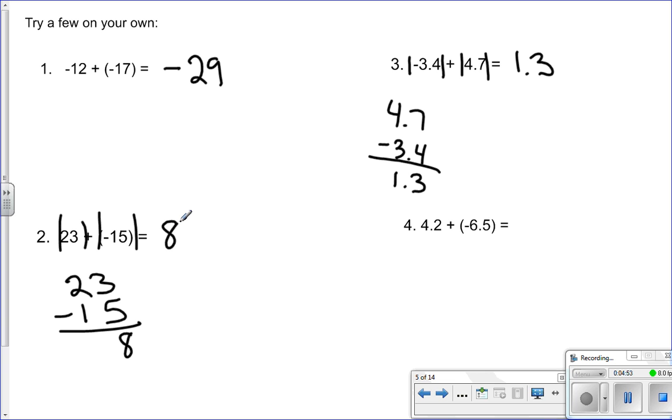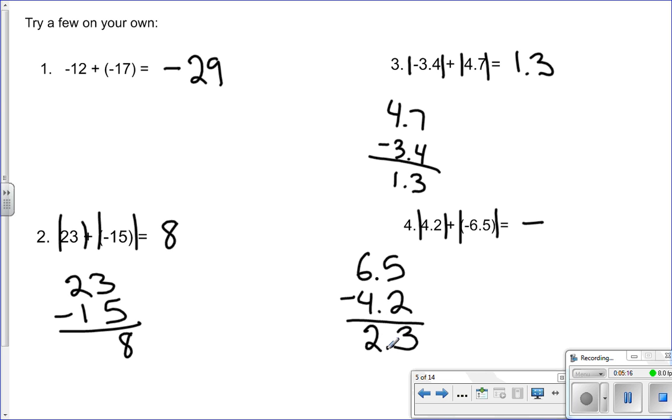And finally, I have 4.2 plus -6.5. I take the absolute value of both of them, and I see that negative 6.5 has a higher absolute value, so since it's a negative number, my answer is going to be negative. And then I do 6.5 minus 4.2, and I get 2.3. So my answer is going to be negative 2.3, again, because negative 6.5 has a larger absolute value than 4.2.